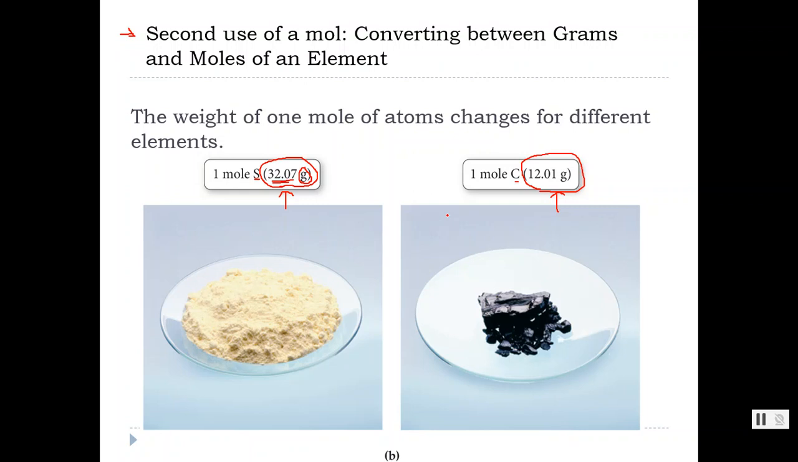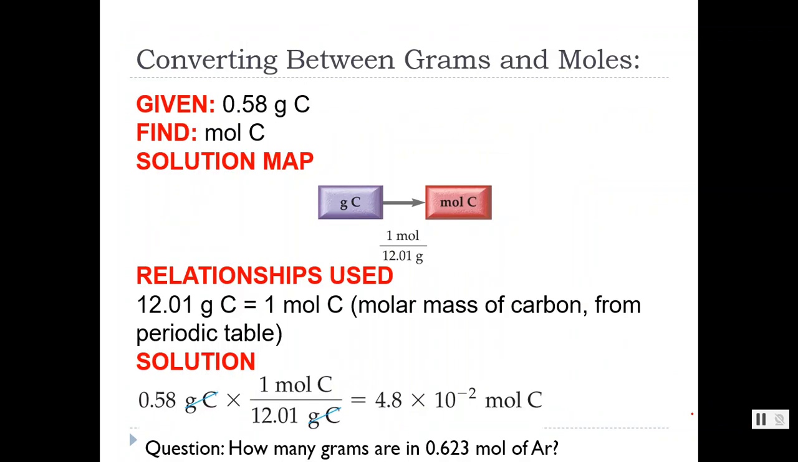That also means that 1 mole of hydrogen would weigh 1.01 grams. And so we can then use that information in calculations like this one right here. We can convert between grams and moles using what's called the molar mass of that substance.